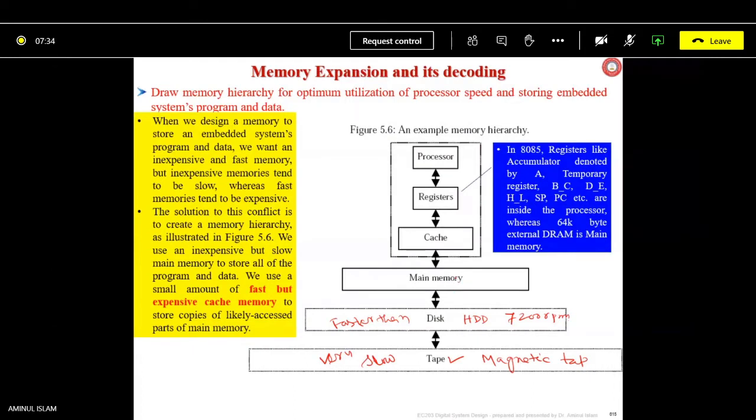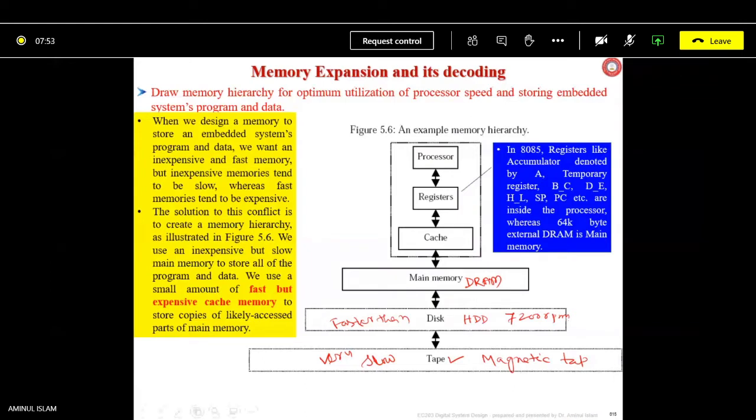Then main memory. Main memory is semiconductor memory, that is DRAM, dynamic RAM, made up of one MOSFET. Each cell is made up of one MOSFET and one storage capacitance. I think we have discussed.